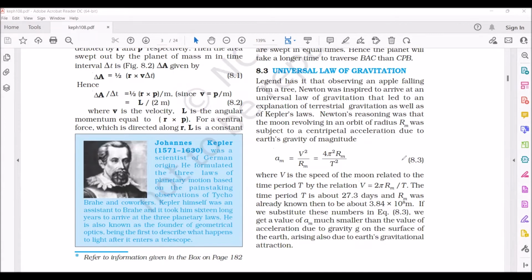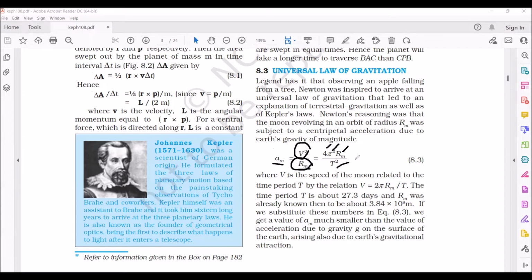laws. Newton mentioned that the moon is revolving in an orbit with a radius rm around the earth. The moon is revolving around the earth because of the centripetal force, which we are now calling a gravitational force, and the centripetal acceleration due to earth's gravity of magnitude is given by am is equal to v square by rm, where v is the speed of the moon and rm is the radius of the orbit we have discussed just now. This is equal to 4 pi square rm by t square, where t is the time period, meaning the time taken by the moon to complete one revolution.